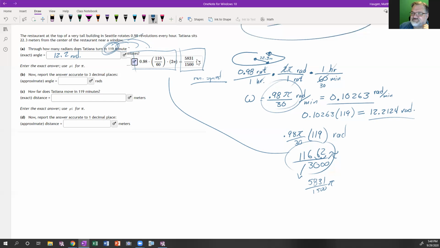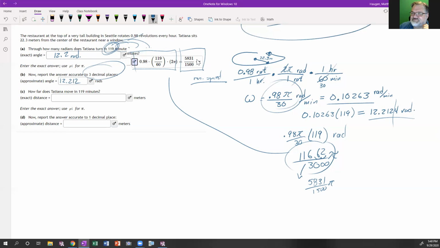So the big key there was just turning it into our formal angular speed in radians per minute so we could multiply. And a lot like the last one, most of the difficulty here is that the numbers are kind of icky decimals. Then it wanted accuracy to 3 decimal places. Well, that's our 12.212.